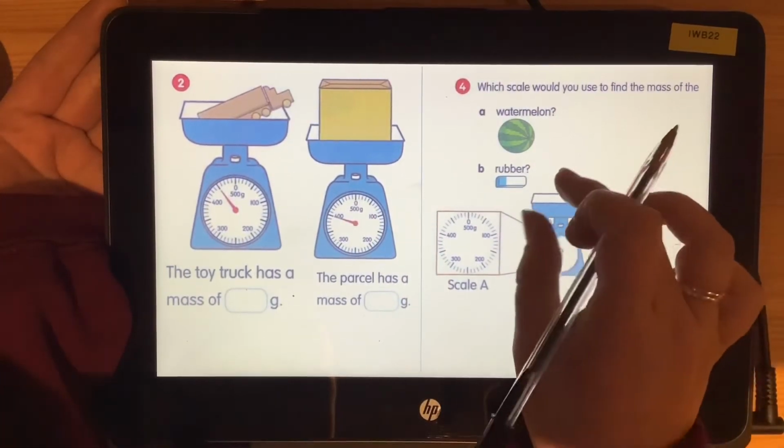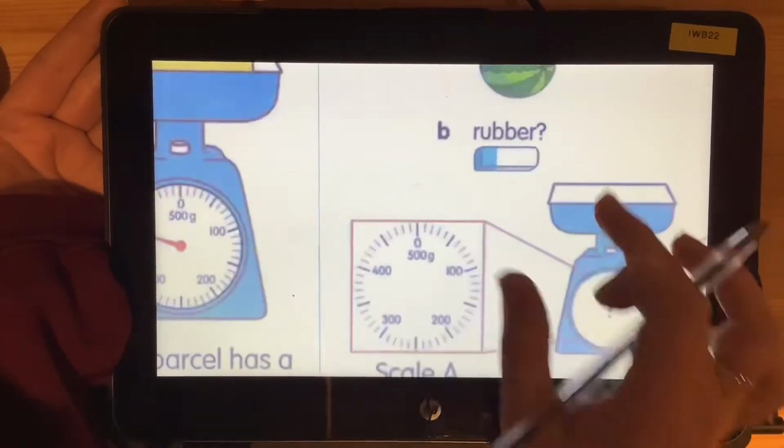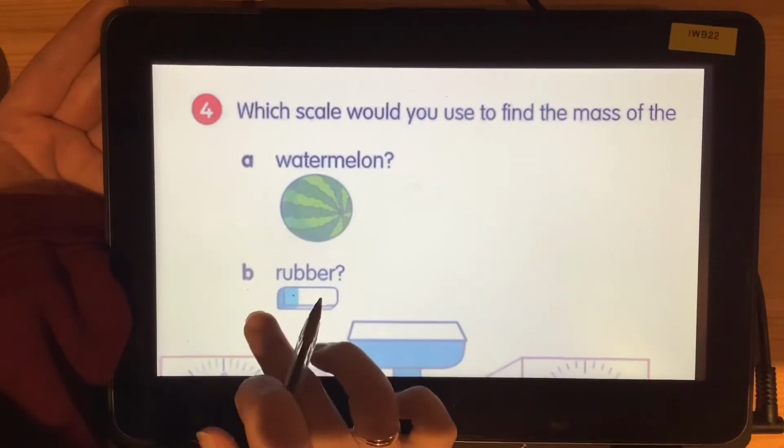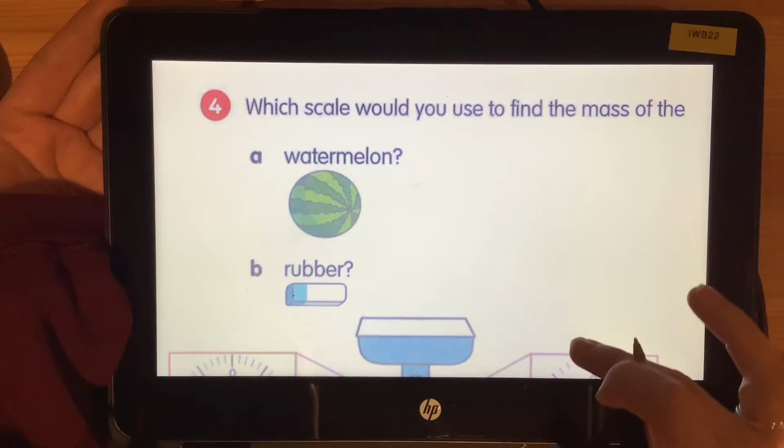Let's look at question 4. Now here, it's not liking me trying to zoom in. So for question 4, which scale would you use to find the mass of the watermelon and which scale would you use to find the mass of a rubber?